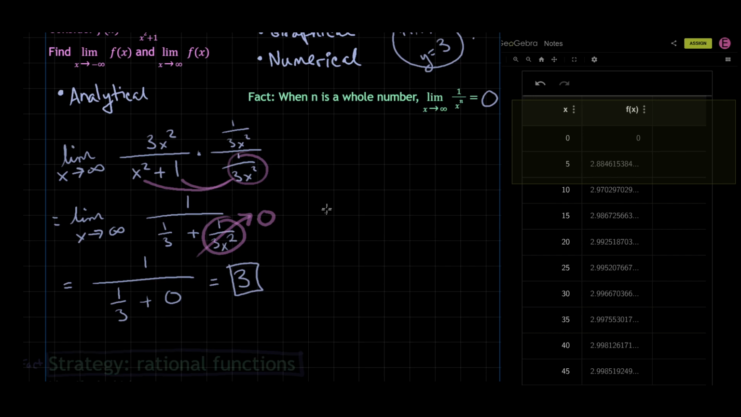Okay. What happens if x is going to negative infinity? This line here still applies if the infinity were negative. The first step would have been the same.